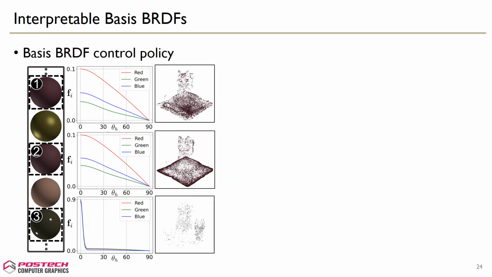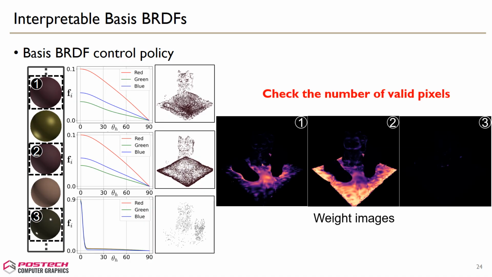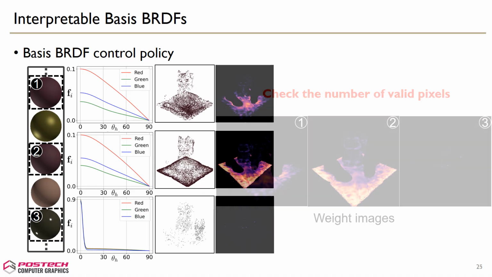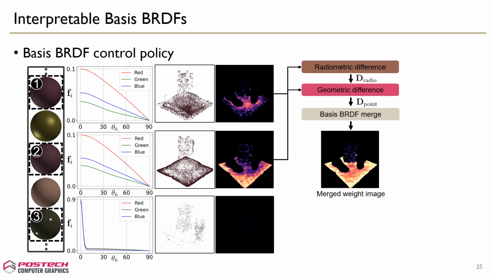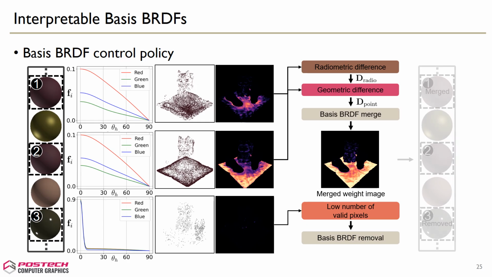To determine whether a basis BRDF is unnecessary, we examine the number of valid pixels in the rendered weight maps. If the radiometric difference is below a merge threshold and the geometric difference is minimal, we merge the corresponding basis BRDFs and their weights. If the number of valid pixels falls below a deletion threshold, we remove that basis BRDF entirely.